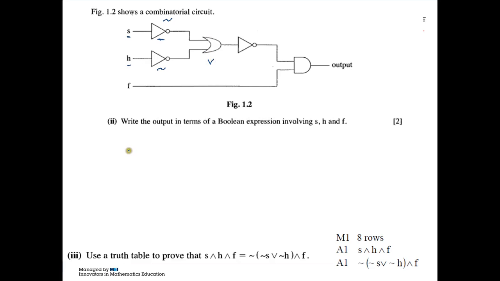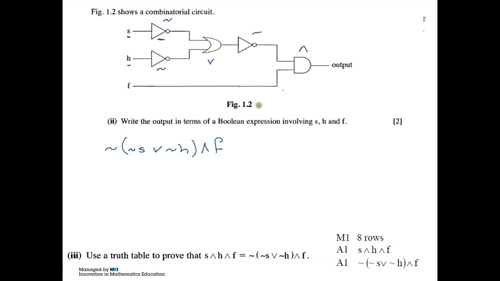So let's start off by saying not S or not H. And then there's another not here, so all of that has to have a not in front of it. So not S or not H. And then we've got F down here being combined with that and an AND symbol. So it's AND F. And it is literally a case of reading off the diagram, going through one thing at a time and making sure that you've incorporated everything.